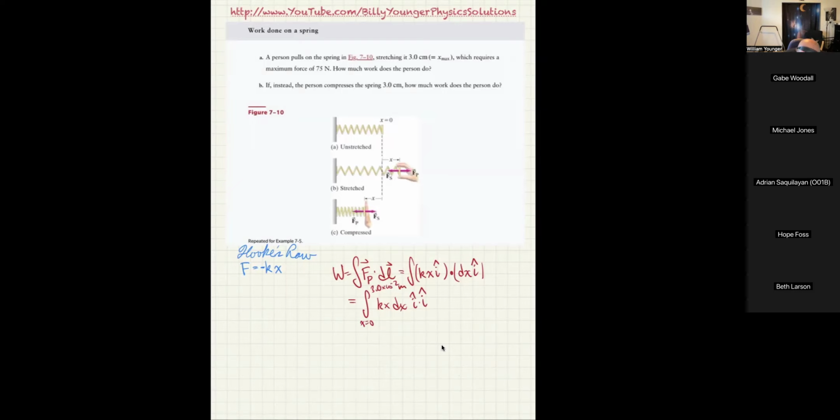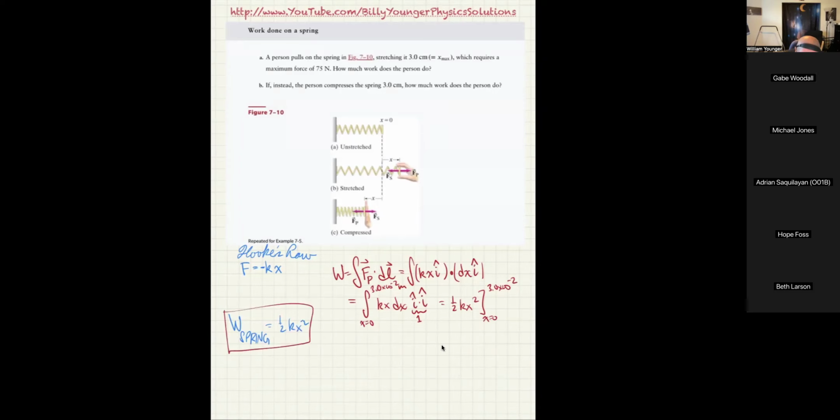So now we can do the integral of kx dx. Of course, I hat dot I hat is just 1, so that disappears. So we get 1 half kx squared, and we're going to integrate it from x equals 0 to 3.0 times 10 to the negative 2. But that's the ultimate formula. It turns out the work done in compressing or stretching a spring is equal to 1 half kx squared, where x is the amount of compression or stretching that you did of the spring. So we did a sort of derivation of that just now, and we solved the problem.